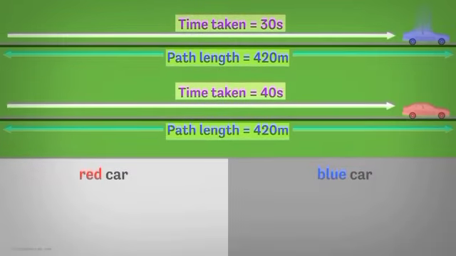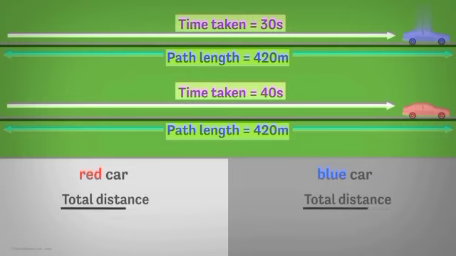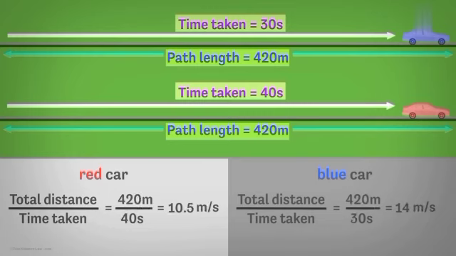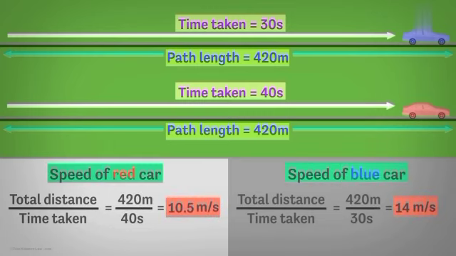Now for an object, if we take the ratio of the total distance covered and the time required to cover that distance, we will get this. This ratio is called the speed of the object. Yes, speed is distance over time. Since this ratio is greater than this one, it means that the blue colored car traveled with greater speed.